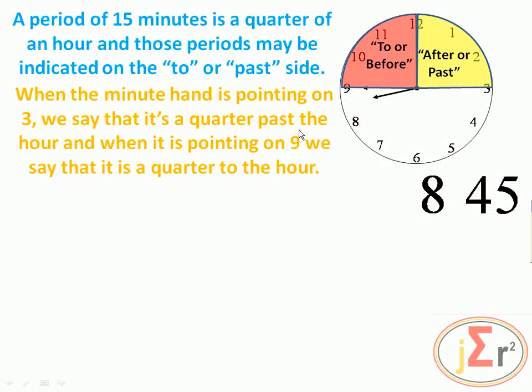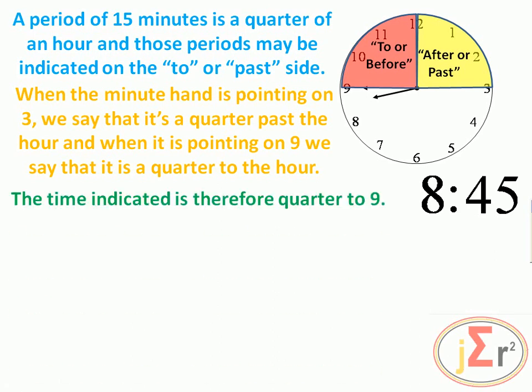When the minute hand is pointing on 3, we say that it is a quarter past the hour. And when it is pointing on 9, we say that it is a quarter to the hour. So right here we have quarter to, and there we have quarter past, right? And those quarters are determined by which one of the hands? The minute hand. By the minute hand. Right. The time indicated is therefore quarter to 9.